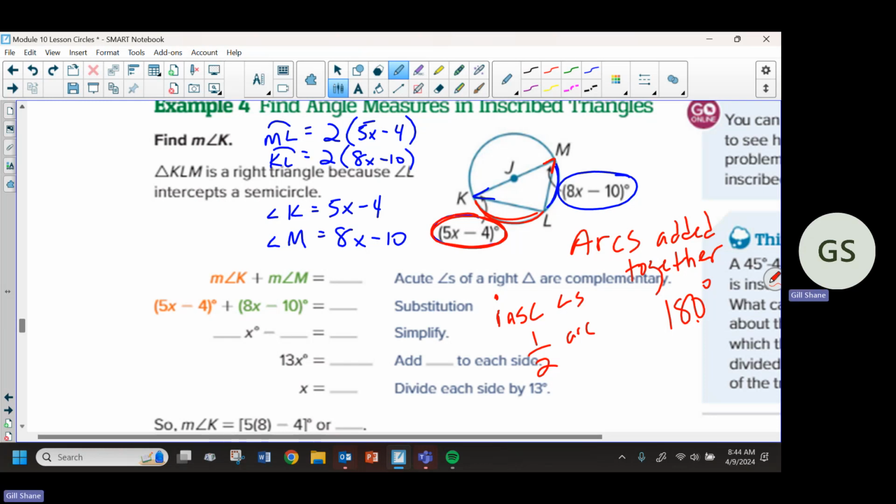I didn't see this equation at all, now that I think about it. If I add those two angles together, they need to be 90 degrees. So that's your equation. Again, I told you circles was going to get tough.